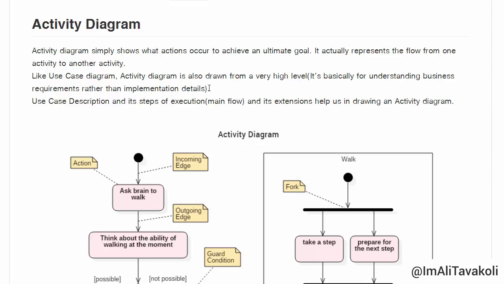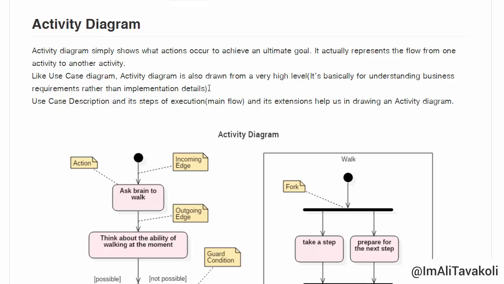Alright, activity diagram. So an activity diagram simply shows what actions occur to achieve an ultimate goal. It shows us what actions in different situations should and or must happen step by step so that a functionality can achieve its ultimate goal.